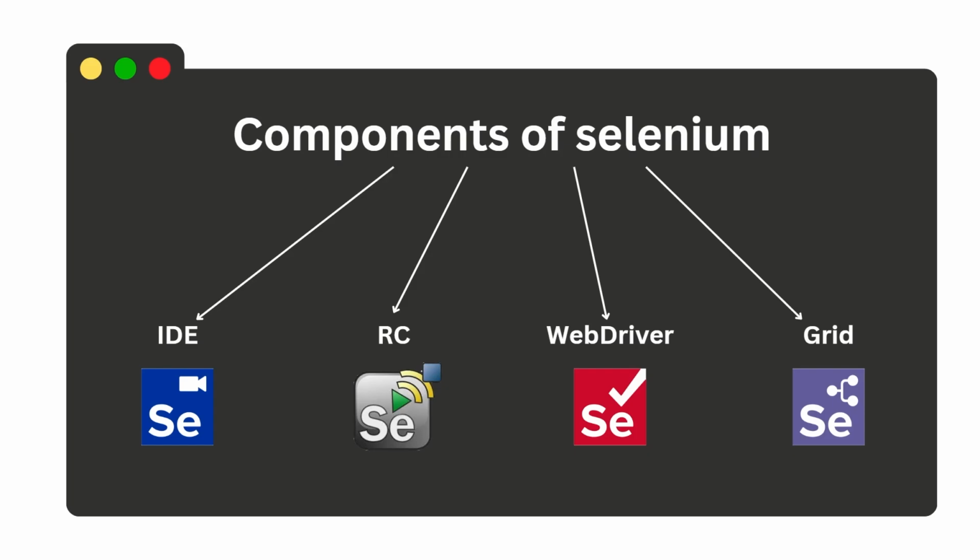Let's talk about the fourth component of Selenium, that is Selenium Grid. Selenium Grid helps us run our Selenium script in multiple browsers and in multiple operating systems. Whenever we want to do parallel execution of our Selenium script, we always go to Selenium Grid. So this is all about the four components of Selenium. Now let's pinpoint our focus to Selenium WebDriver and start learning how we can use the WebDriver to perform actions on the browser.